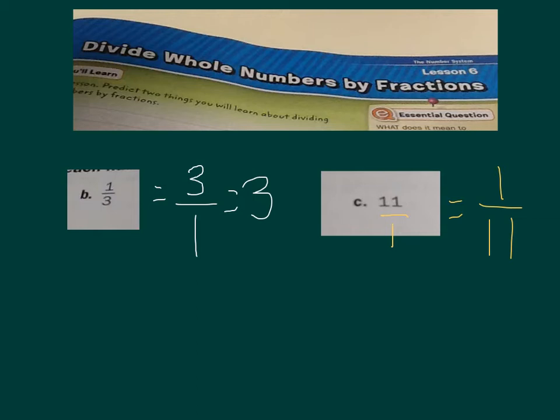Your code color for this lesson is orange.